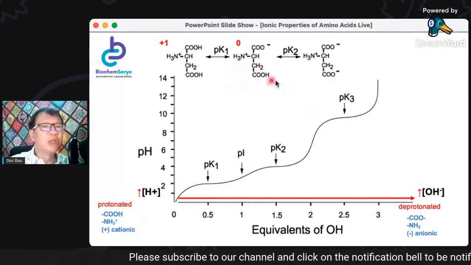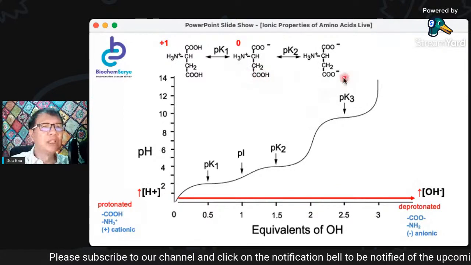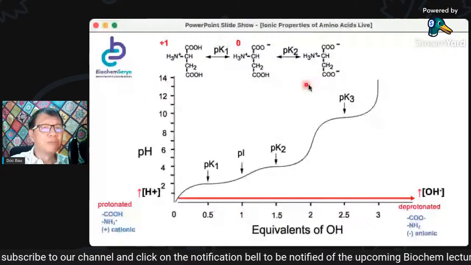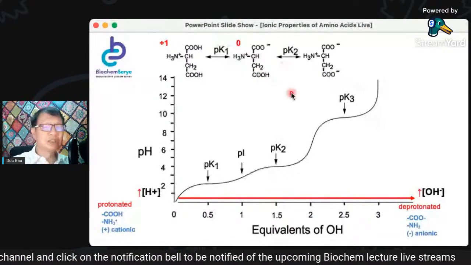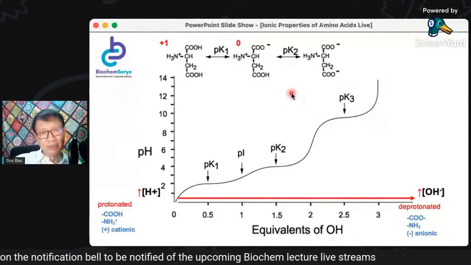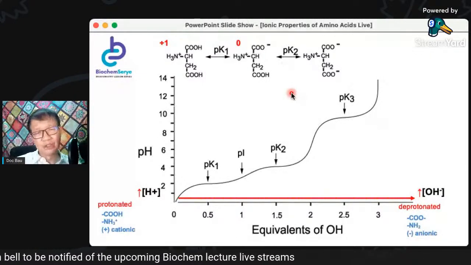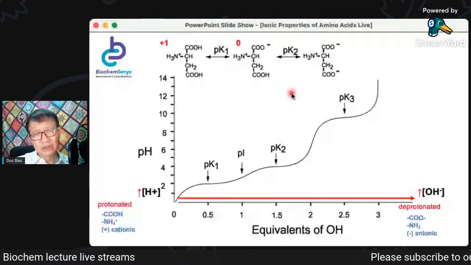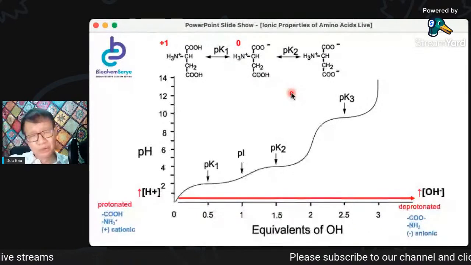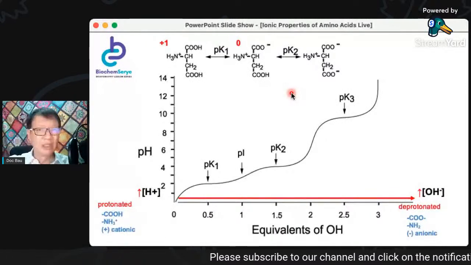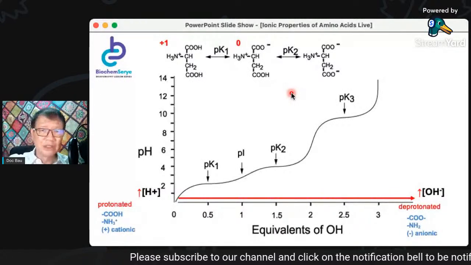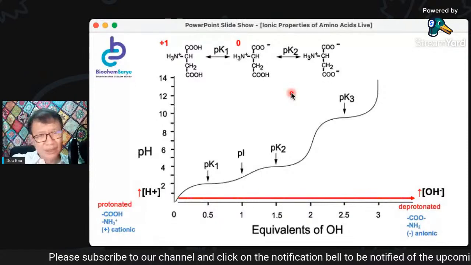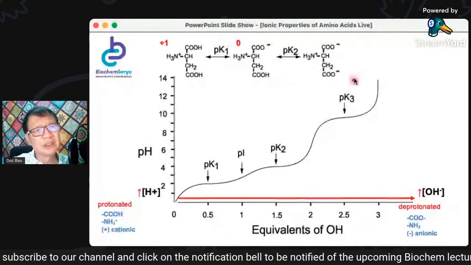So from here, we can see that it is your beta carboxyl now that will deprotonate. Do you see the sequence? When giving off your hydrogen ion or your proton, it's the most acidic first, then eventually going to the least acidic, the less basic, then the more basic. Okay, so that's the sequence.